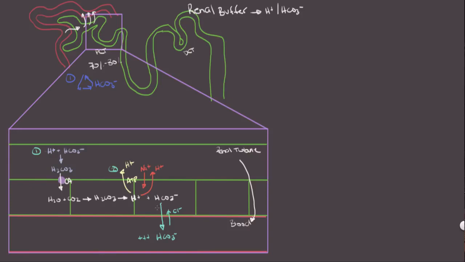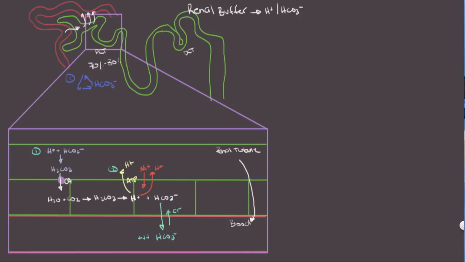Now, if these mechanisms fail, this is how you can get something called renal tubule acidosis type 2. If this process fails and we start peeing out lots of bicarbonate ions, we lose that important ratio of bicarbonate ions to carbonic acid, and as a result, the body becomes much more acidotic. So this is the way the proximal convoluted tubule is going to manage acid-base balance.